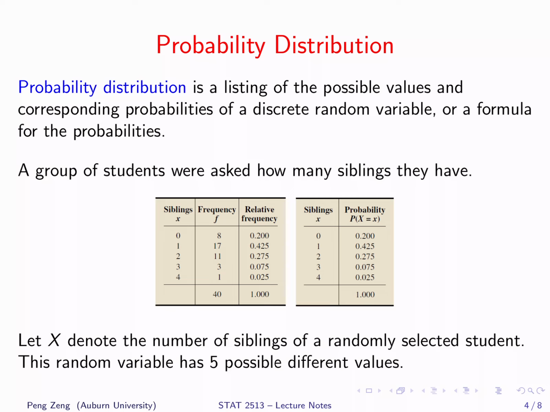It lists the probability of each possible value of X. For example, P(X = 0) is 0.2. P(X = 1) is 0.425, and so on. We can see that the sum of probabilities equals 1.